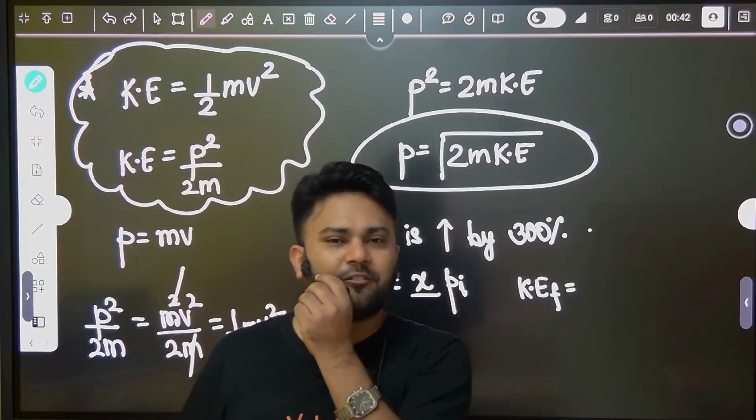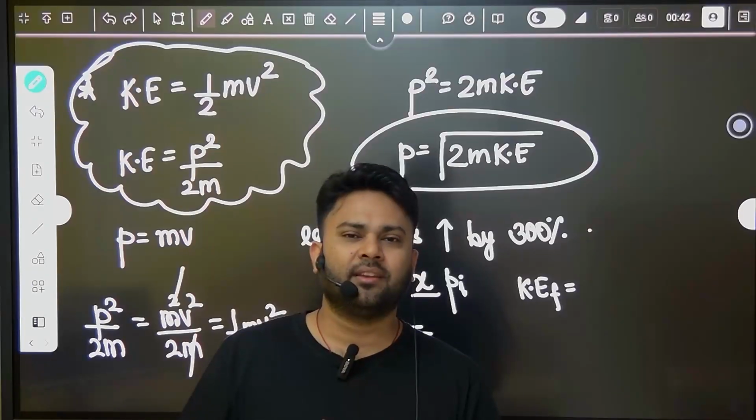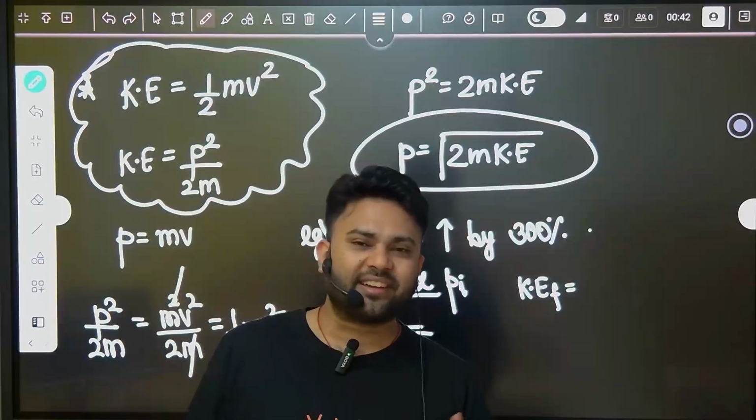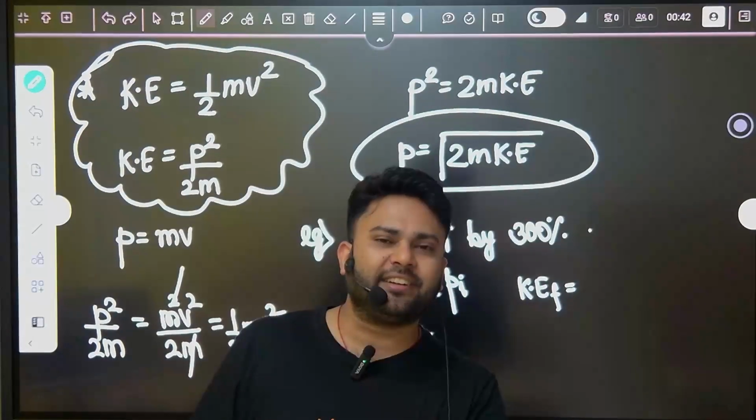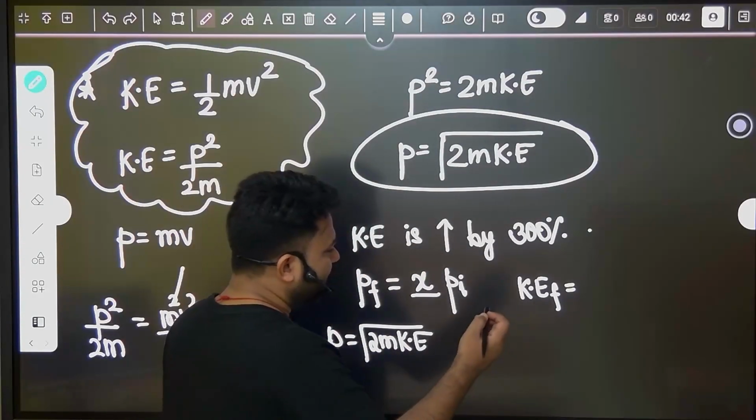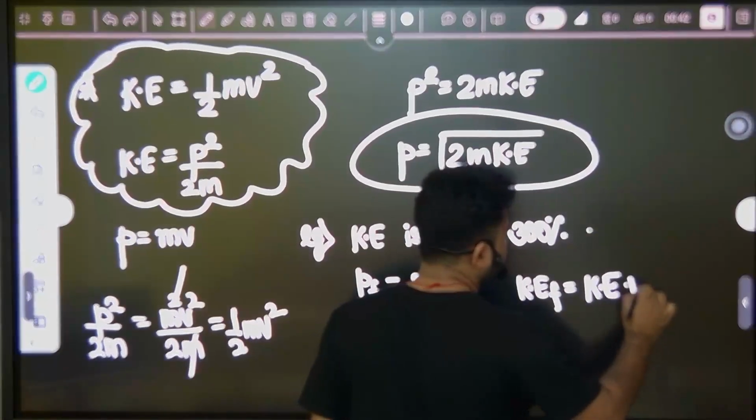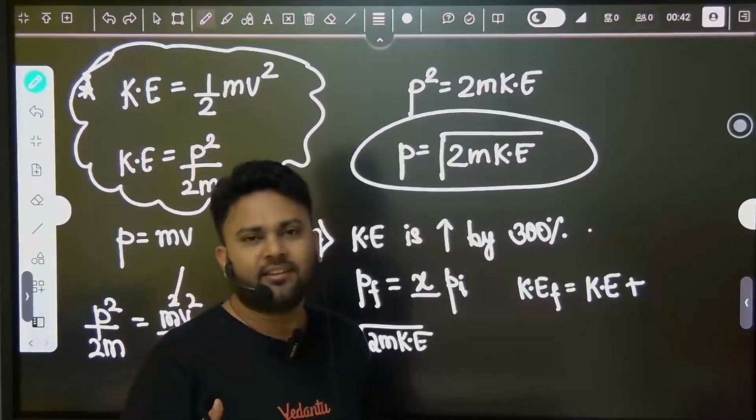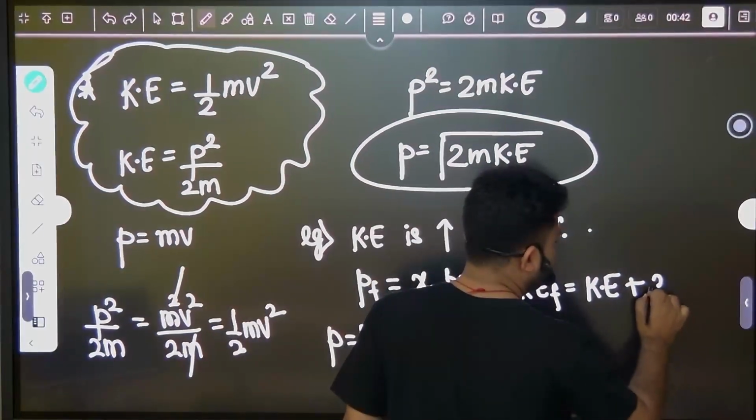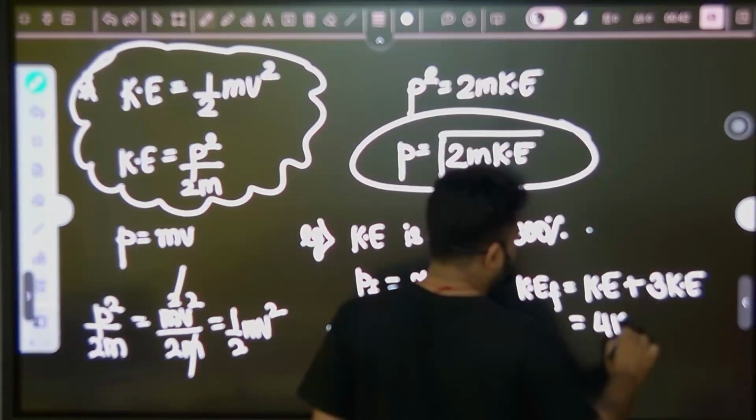So what is 100% of, suppose x? 100% of x is x. 200% is 2x. 300% is 3x. Means kinetic energy is increased by 3 times. So if Ke was initial kinetic energy, final kinetic energy will be initial kinetic energy Ke plus how much it increased, 3 times, 300%. So 3 times kinetic energy, that is 3 Ke. So final kinetic energy becomes 4 Ke.